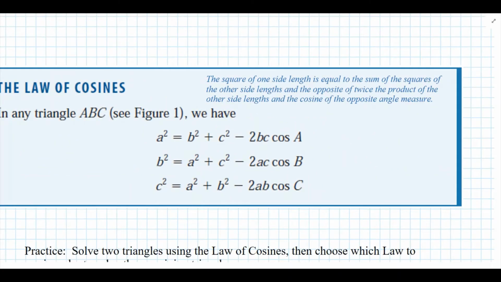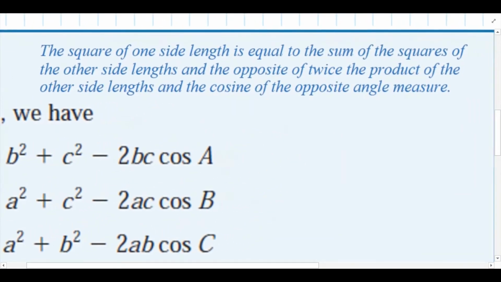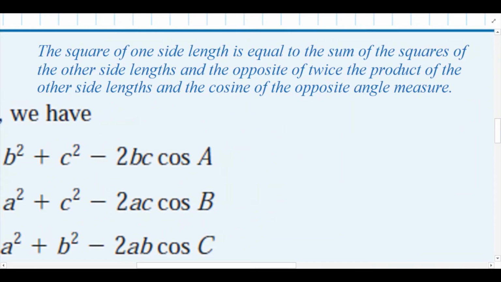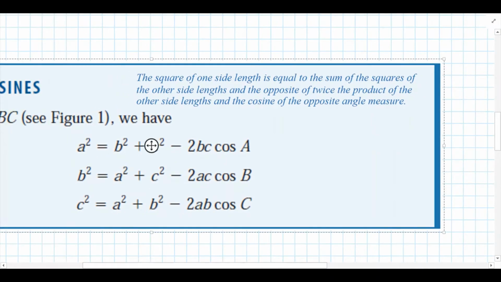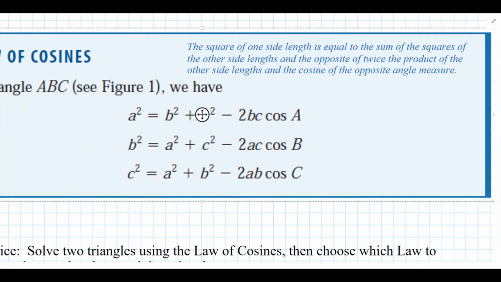The law of cosines states the square of one side length is equal to the sum of the squares of the other side lengths and the opposite of twice the product of the other side lengths and the cosine of the opposite angle measure, which is a bit verbose and very difficult to memorize. Fortunately, it is usually accompanied by the supplied equations, and with practice you will recognize these are modified forms of the Pythagorean equation.